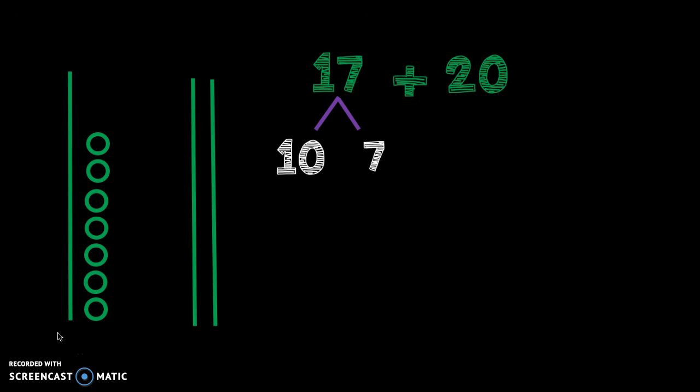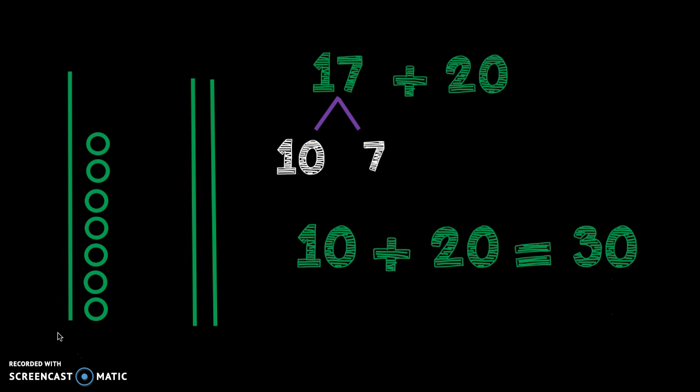Okay, so I'm adding together the tens first. So I'm going to say I have 10 from 17 plus 20. So 10 plus 20 equals 30. Now I just get to add in my ones. Can you go ahead and add in your ones and then press play when you're ready to check yourself?